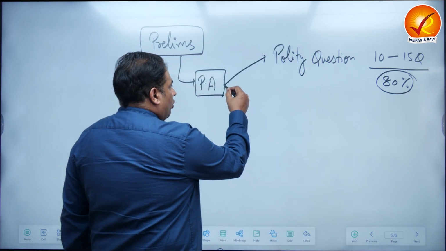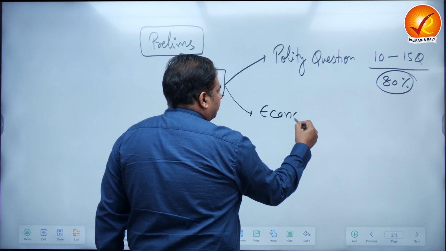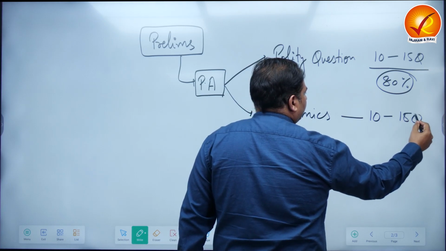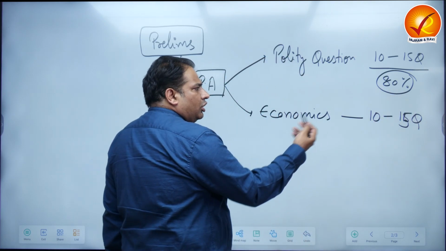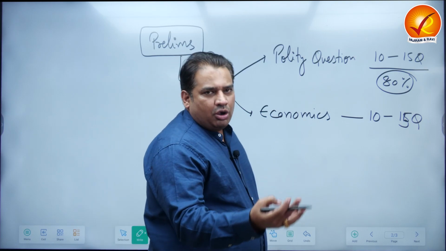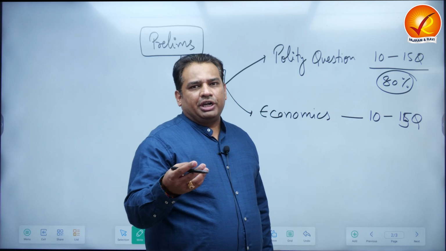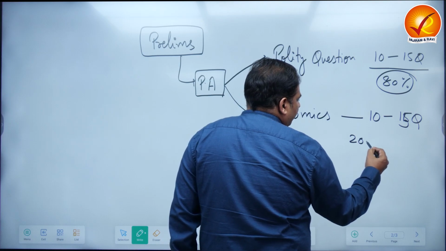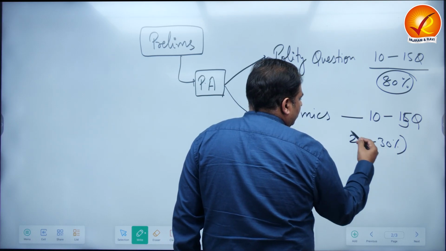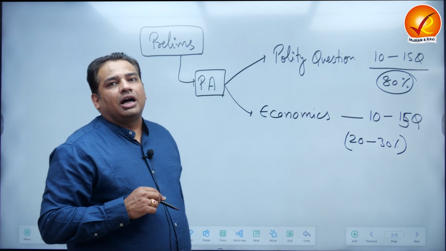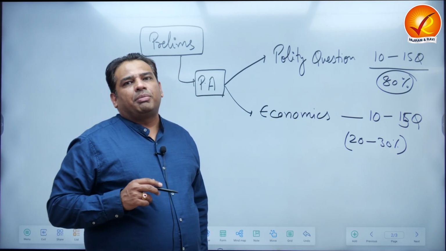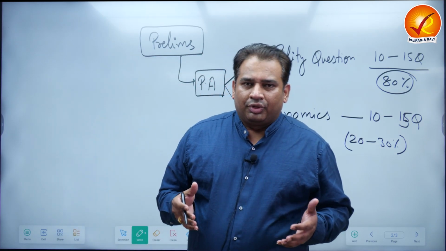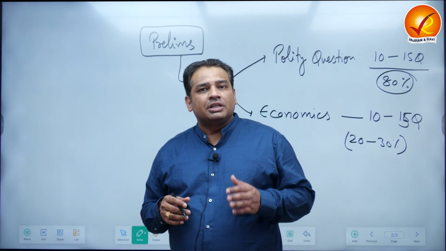Plus, if there are questions from economics, which are also usually in the range of 10 to 15 questions, then out of these, 2 to 3 questions with respect to monetary policy and fiscal policy can be answered. That means 20% to a maximum of 30% of the questions in the prelims can be answered on the basis of your coverage of the public administration optional. And that is why this optional is unique as far as the civil services examination is concerned.